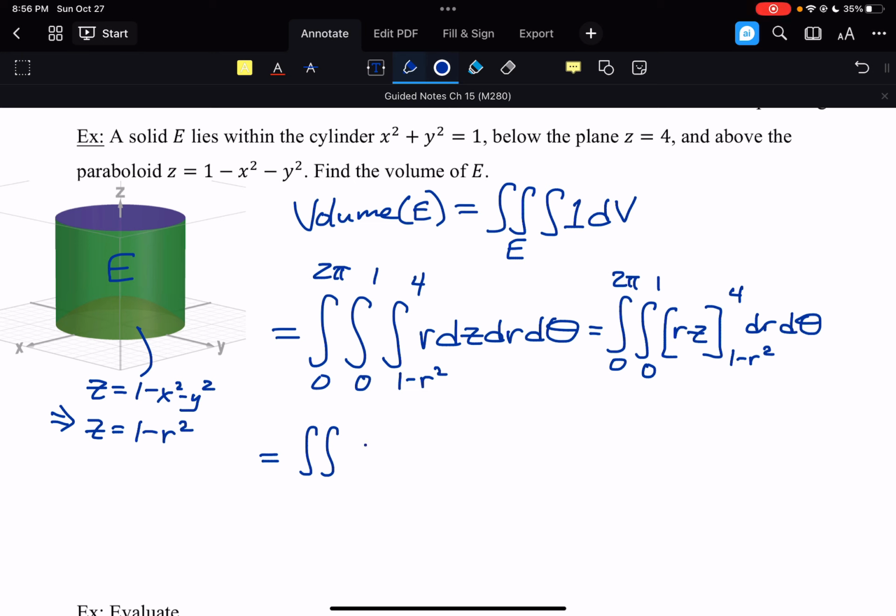So that gives us 4r minus r plus r squared. Let me just rewrite that. That's going to be just 3r plus r squared, dr d theta, 0 to 1, 0 to 2 pi. Everything else from there on out is just a standard double integral in polar coordinates, so I'm going to leave that up to you. But you should get 7 pi over 2.